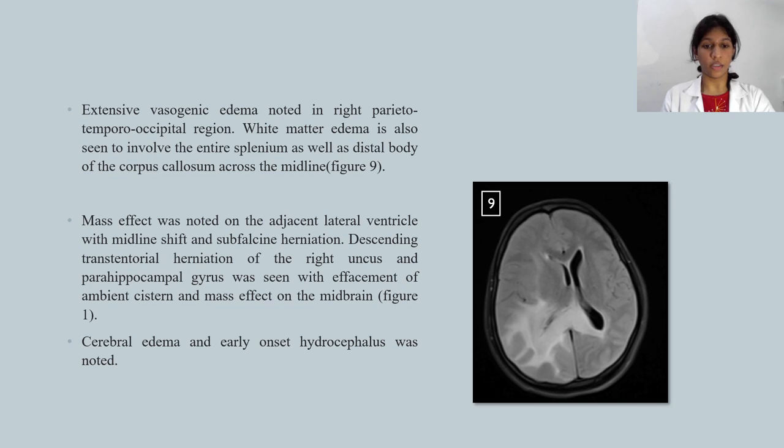Descending transtentorial herniation with herniation of the right uncus and parahippocampal gyrus was seen with effacement of the ambient cistern and mass effect on the midbrain. Cerebral edema and early onset hydrocephalus was noted.